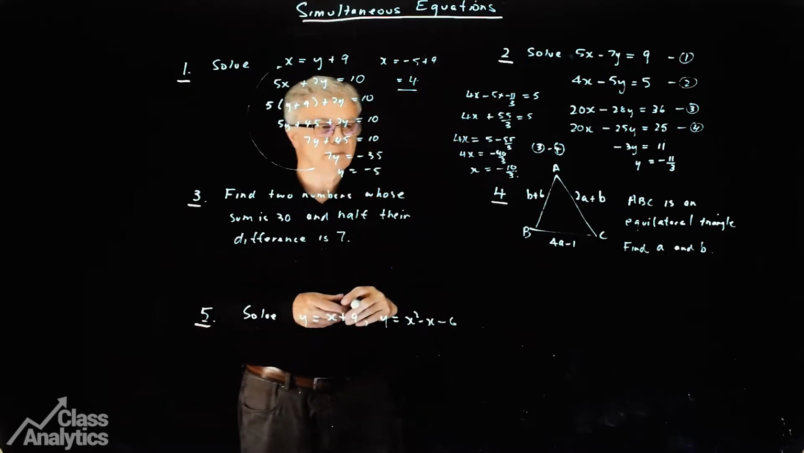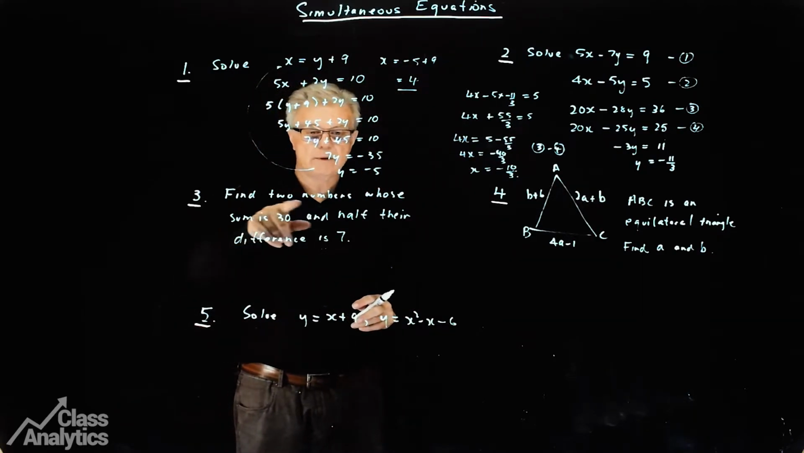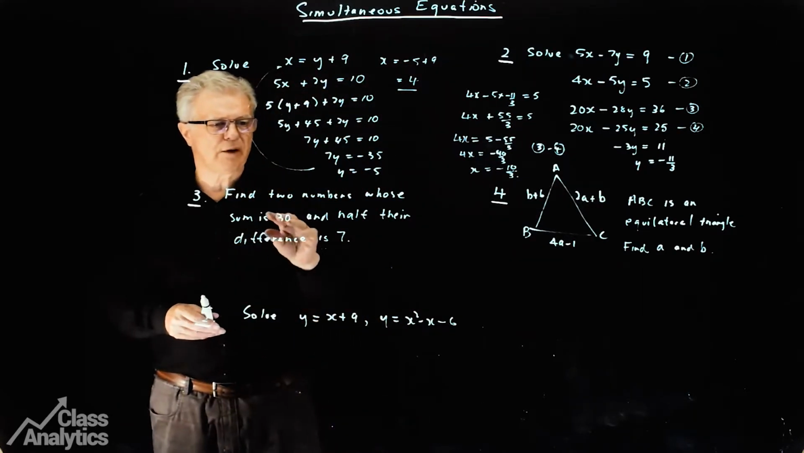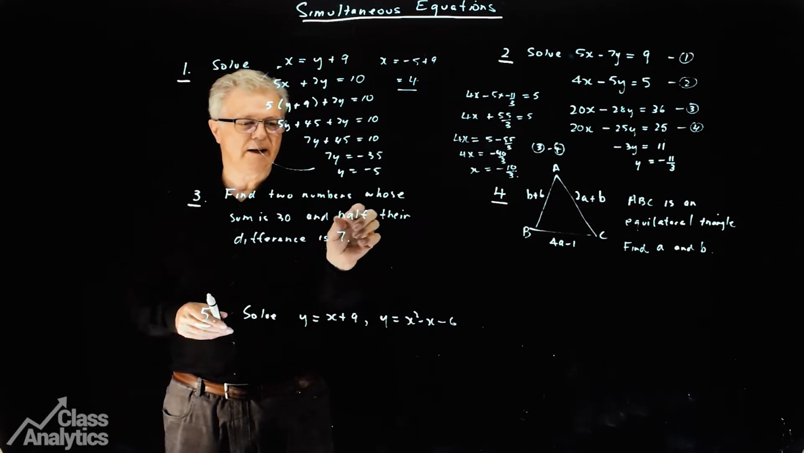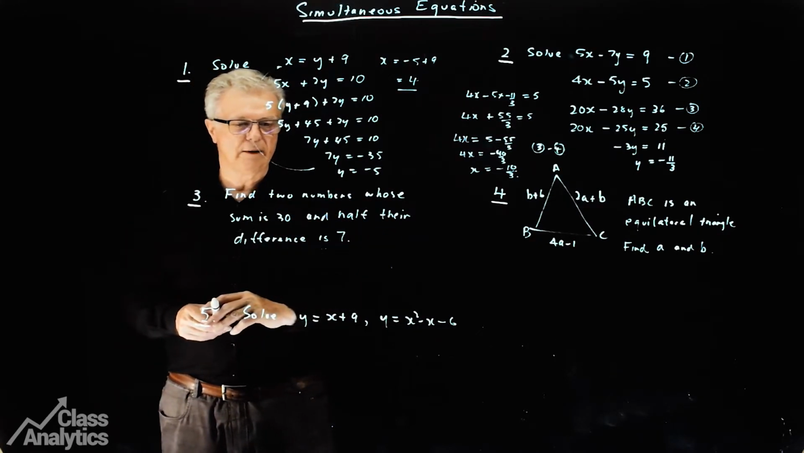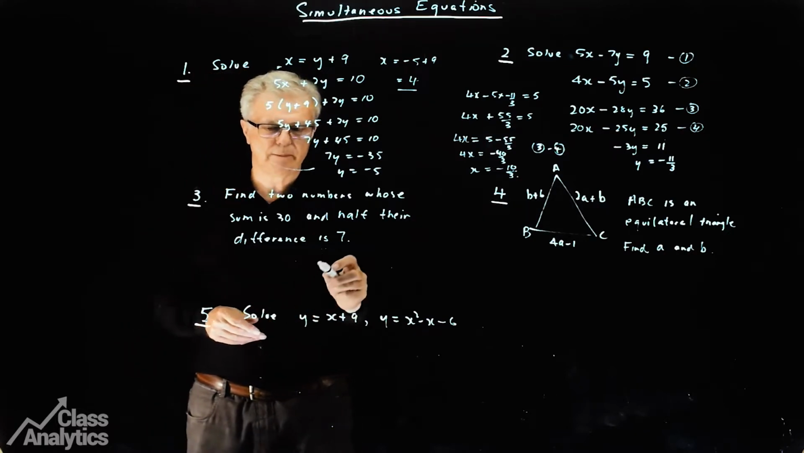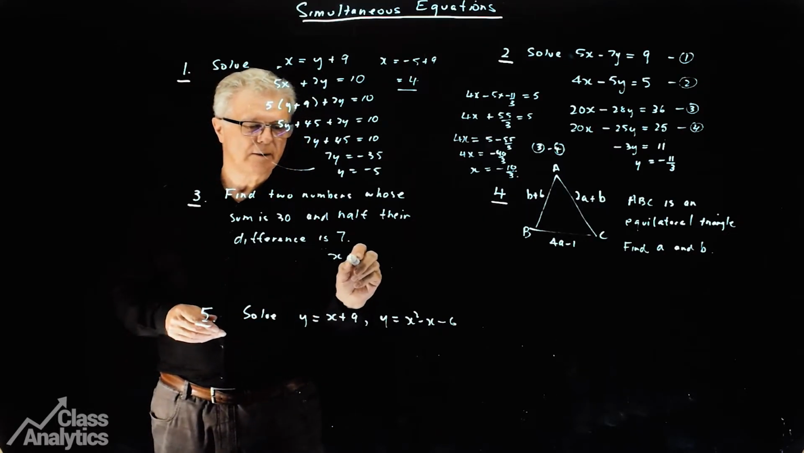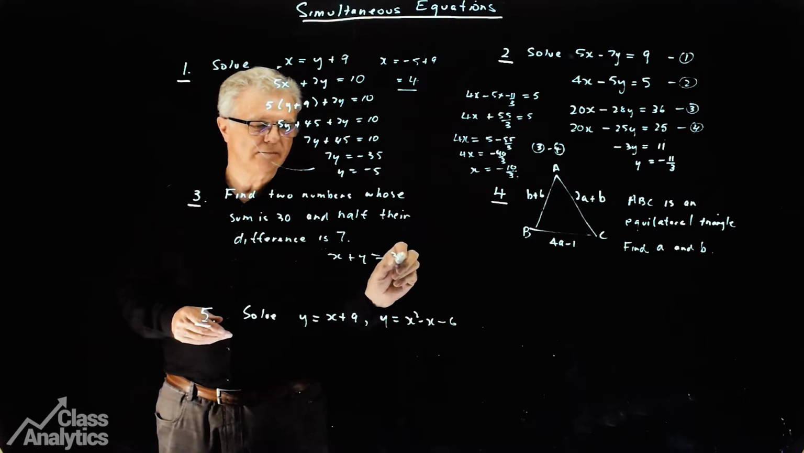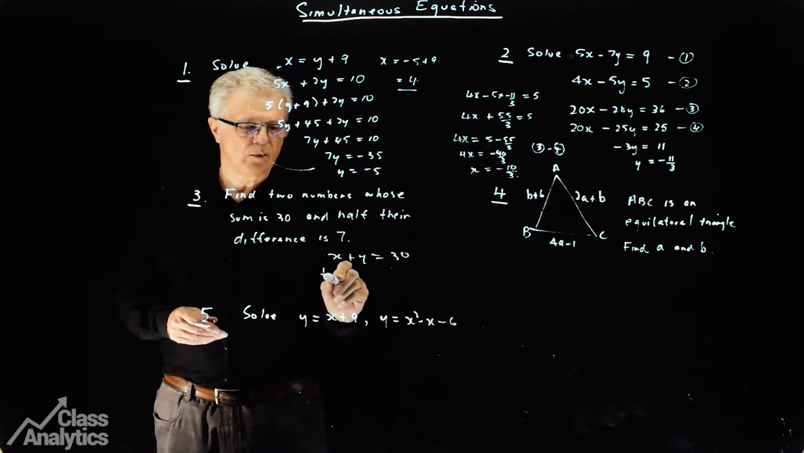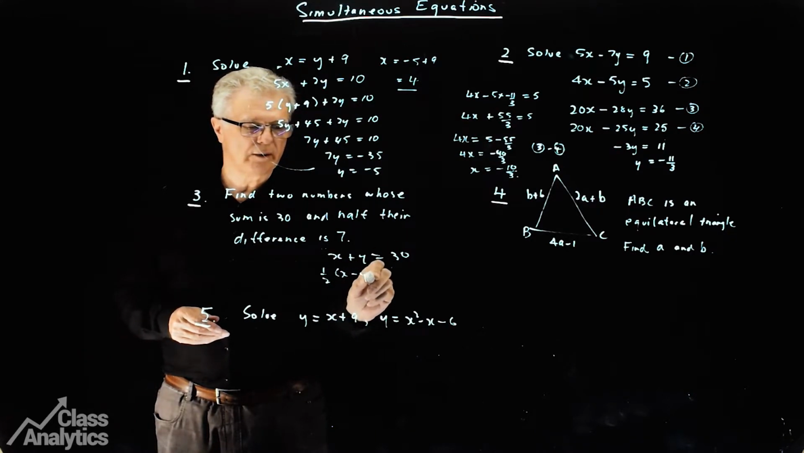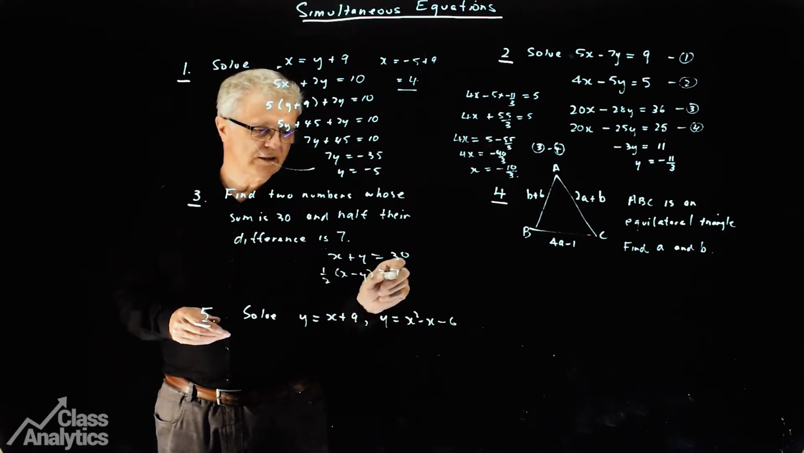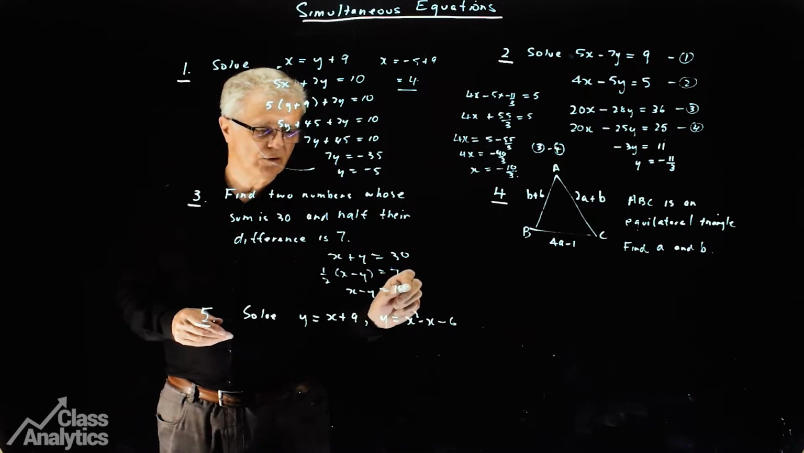All right, moving on now to this one, number 3. We need to find two numbers whose sum is 30 and half their difference is 7. Well, the numbers would be x and y. We know that x plus y is equal to 30, and half their difference, 1/2 of x minus y equals 7. What I'll do here, I'll take that half across the other side, make that x minus y equals 14.